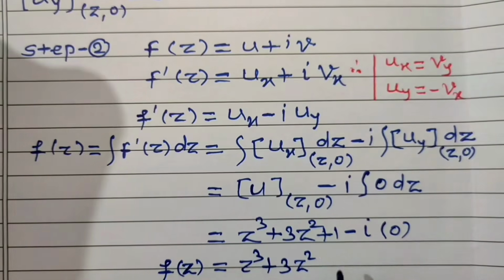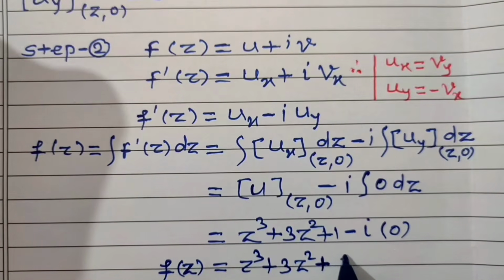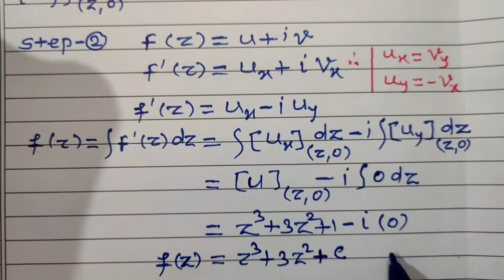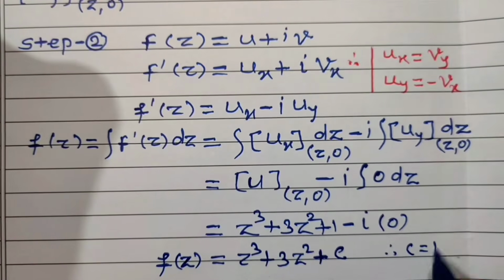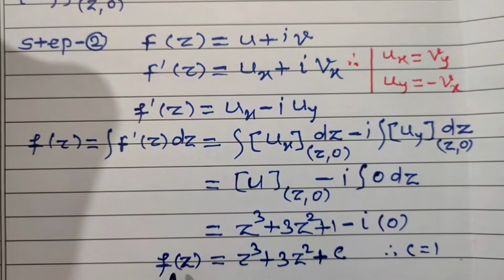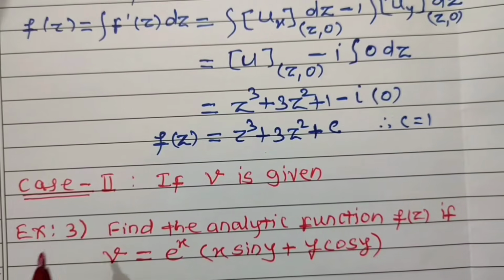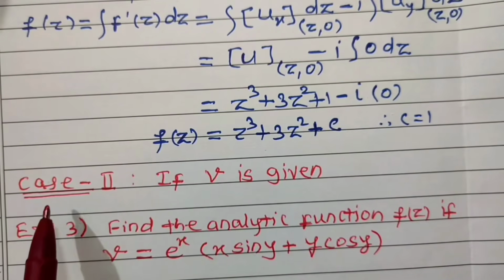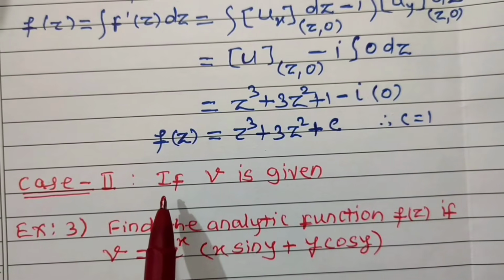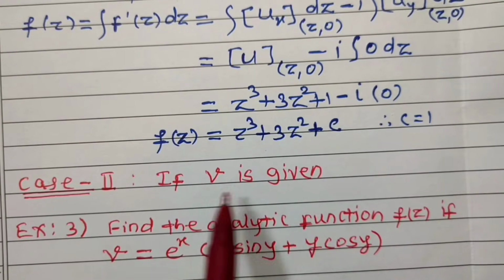Instead of plus 1, we can put integral constant c, and we can write here c is equal to 1, suppose. In this way, f of z is analytic function which we have obtained using these two steps. Now we have to solve problem on case number 2. In case number 2, imaginary part v is given.